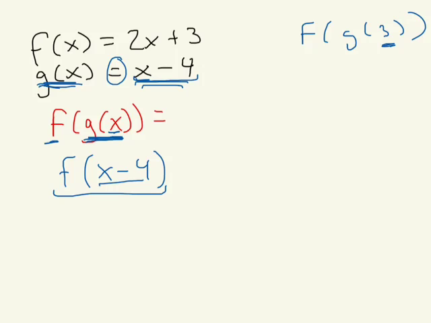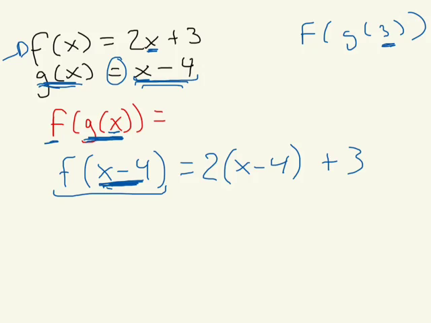Okay, so now we have f of x minus 4, and this is an instruction telling us to take x minus 4, bring it to the f equation, and take every x we see and replace it with this. So every x we see in the f equation, we're going to replace it with what we've got in these parentheses, and we're going to do just that. So I have 2, I'm going to open my parentheses, x minus 4 plus 3. So I took this and I put it in here.